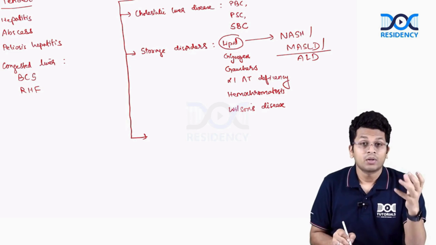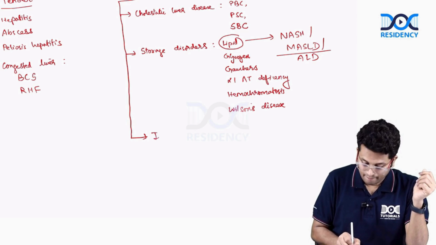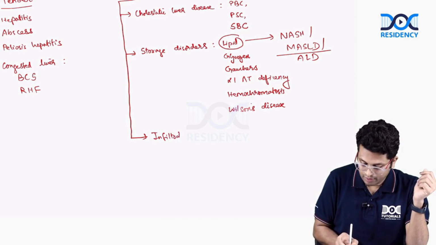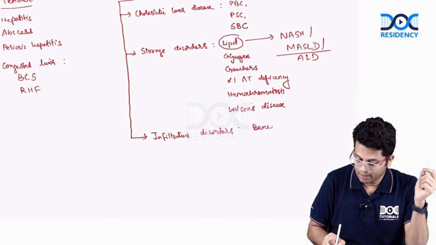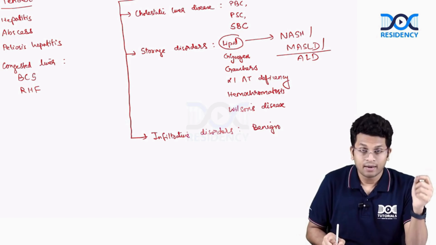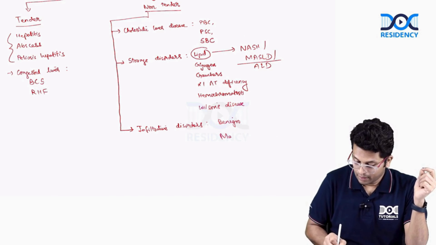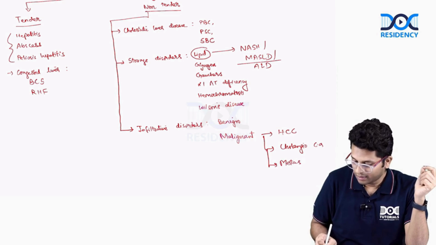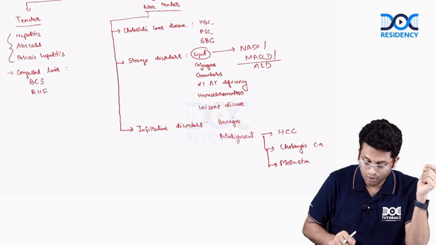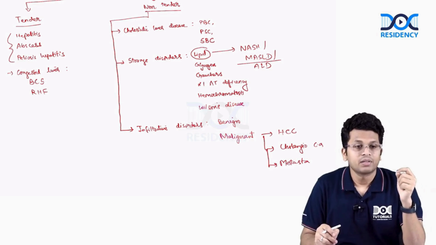There could be infiltrative disorders. Now, infiltrative disorders could be benign infiltration that can occur, or it could be malignant like HCC or cholangiocarcinoma, or it could be metastasis. These are non-tender causes that can present to us.